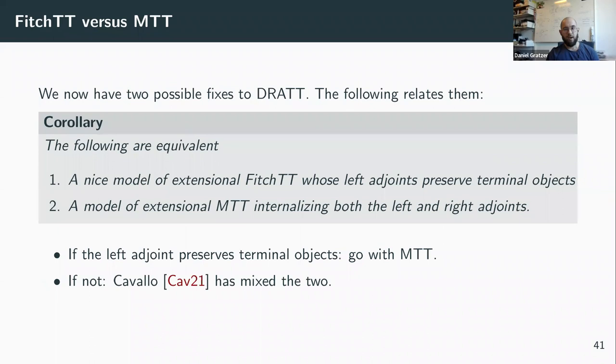I also want to note a comparison between Fitch-DT and MTT, because they're both purportedly solutions to the issue raised by DRAT, namely that the elimination rule is kind of ill-formed. The following gives some way of relating them: any nice model of Fitch-DT where the left adjoints preserve terminal objects is a model of MTT with both the left and the right adjoint. And I think there's a fairly clear takeaway from this: if the left adjoint preserves terminal objects, you should use MTT with the richer mode theory. You simply get more features.